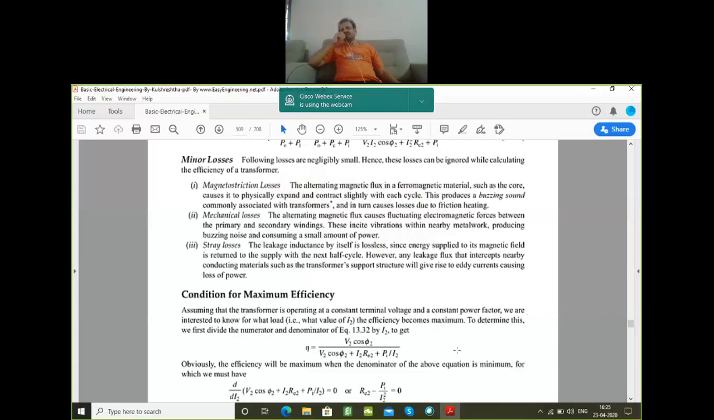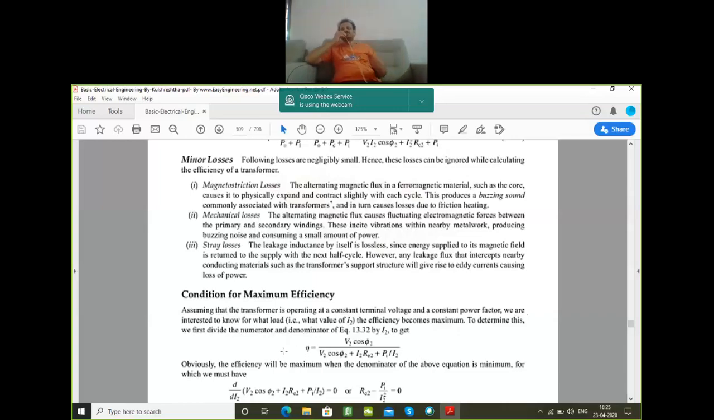If we divide the equation by I2, eta becomes V2 cos phi 2 divided by V2 cos phi 2 plus I2 into Re2 plus Pi by I2. You have a term in the numerator and a term in the denominator. So that is the equation for efficiency.